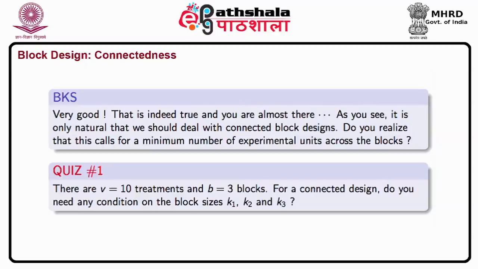If I take 4, 4, 4, there are 12. So yes, I can accommodate all the 10. But if I fail to accommodate any common treatment between 2 blocks, then they become disconnected. So there are issues like this. We need to know what should be K1, K2, K3. So depending on the number of blocks, how many observations are we talking about to make it connected? Like this, there are interesting problems.